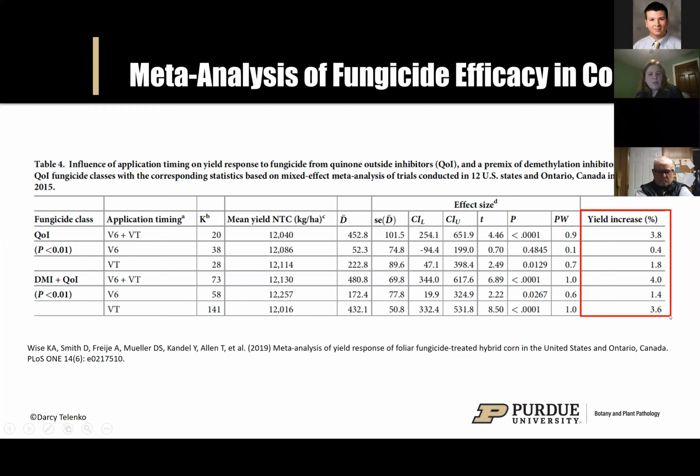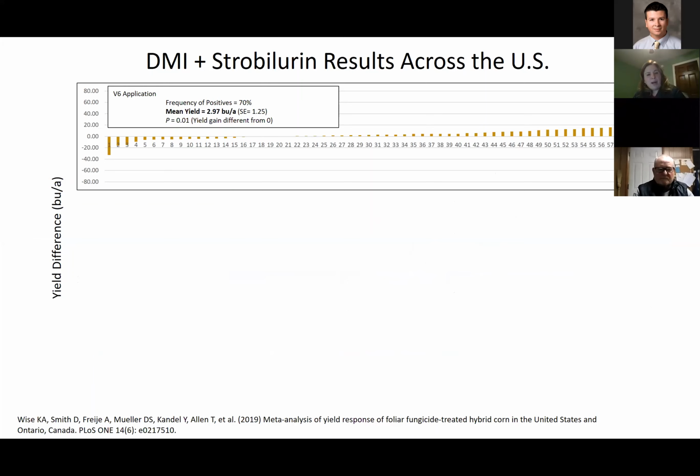So then they went and separated out the data. This is just looking at the frequency of positive yield responses at the various application timings. This is looking at that double mode of action, the DMI plus the strobilurin. And as you can see, at the V6 application, about 70% of the time they had a positive yield response when a fungicide was added as compared to a non-treated. And that averaged about 2.97 bushels per acre. So that still doesn't really get us to the return on investment if we look at the yields we need to protect in order to pay for that fungicide.